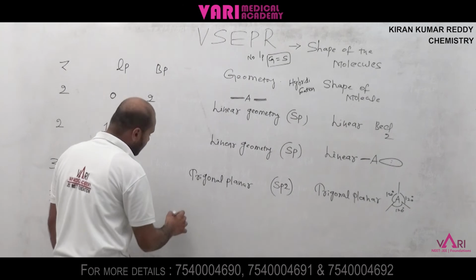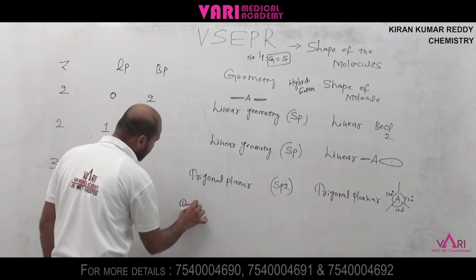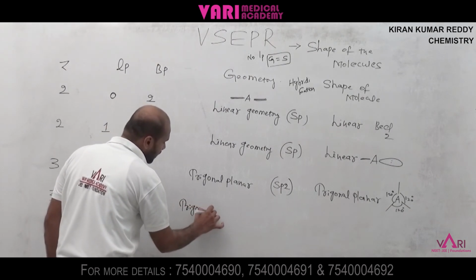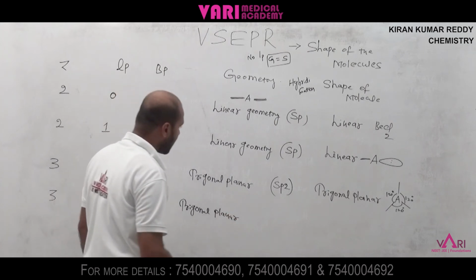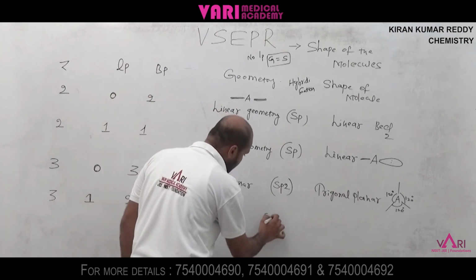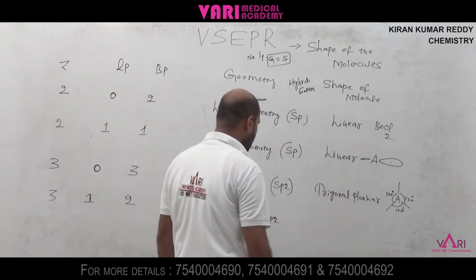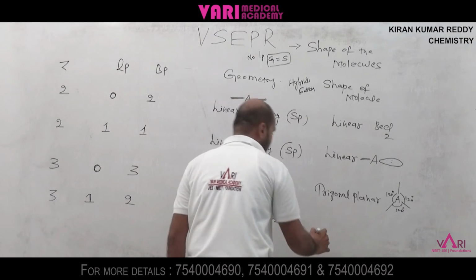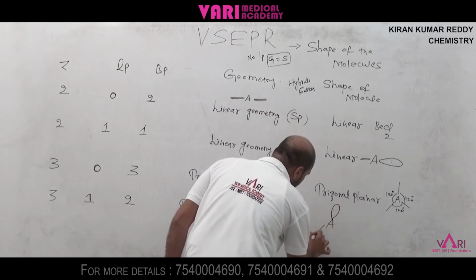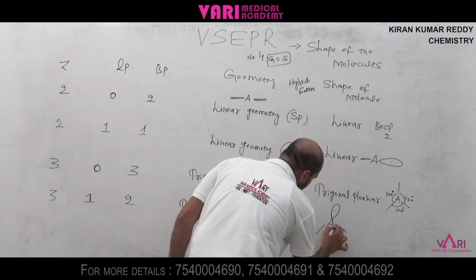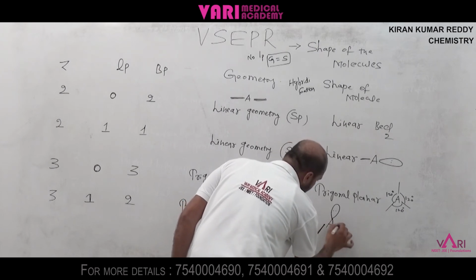Here the geometry, already you know, is trigonal planar geometry. Hybridization is the same, sp2 hybridization. For the shape, here 1 lone pair is present, and 2 bond pairs are present. 2 bond pairs, 1 lone pair.